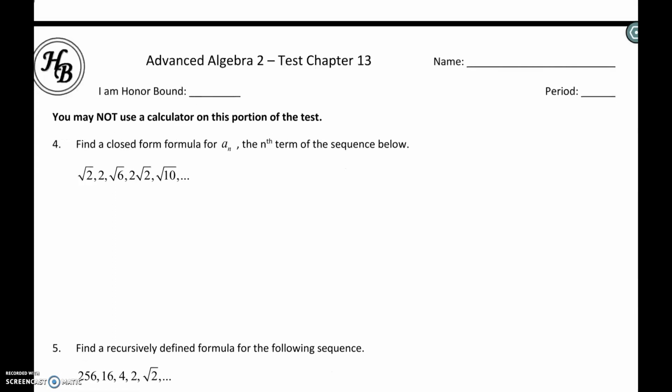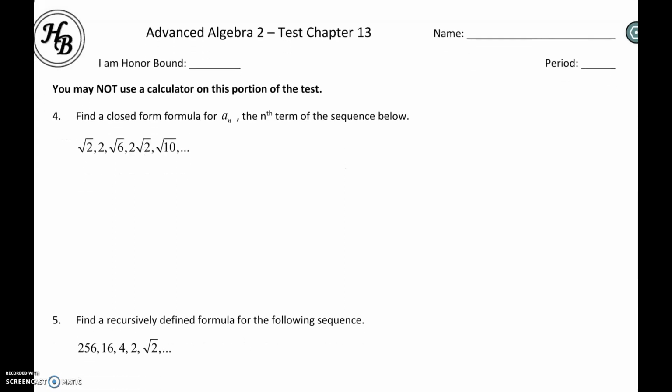Okay, so I'm going to work a couple of the problems on this practice test, same one I was using before, just to kind of talk about them. And I worked some of these in my B period, so I figured I'd work them for you guys also. So the first one, find a closed form formula for a sub n, the nth term of the sequence below. So we have two formulas.